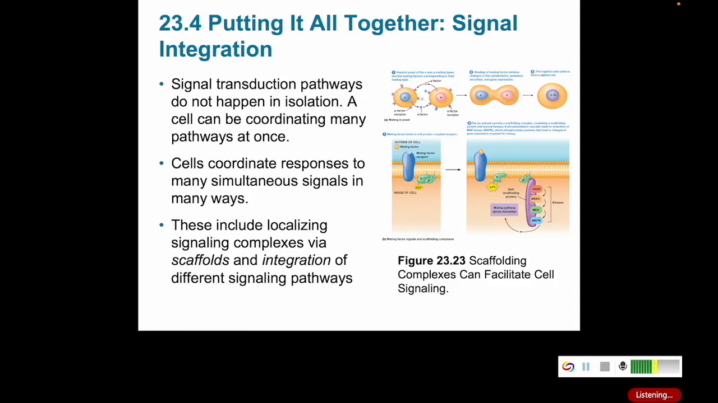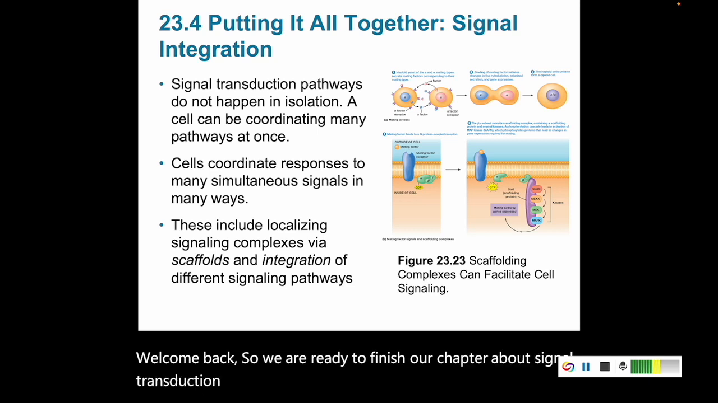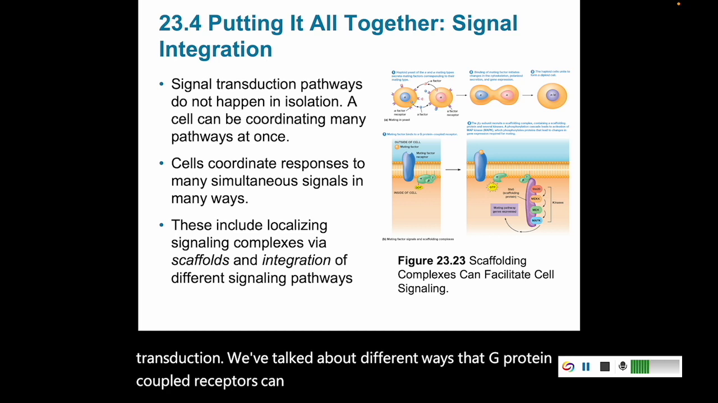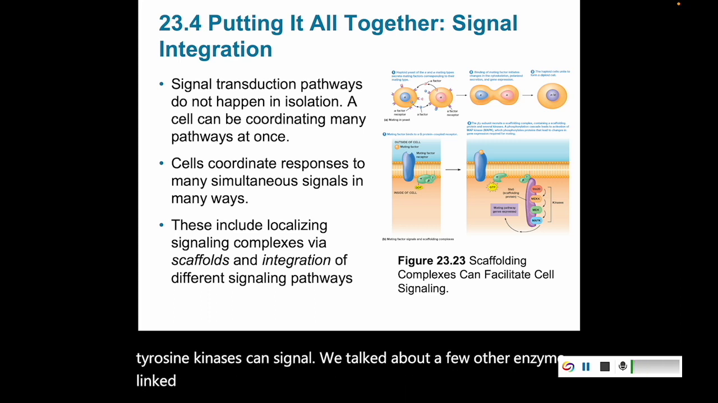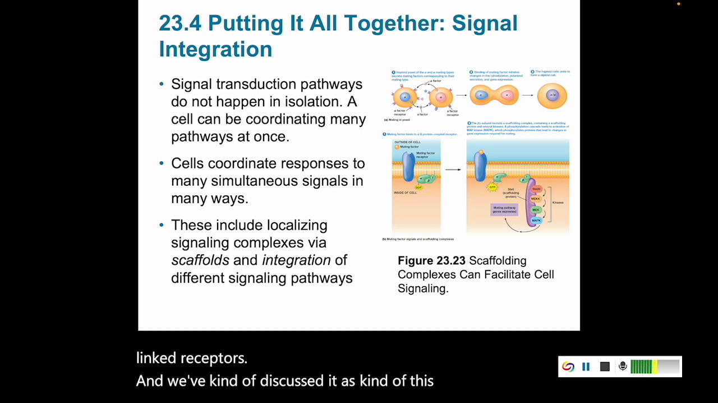Welcome back. So we are ready to finish our chapter about signal transduction. We've talked about different ways that G protein coupled receptors can signal. We've talked about how receptor tyrosine kinases can signal. We talked about a few other enzyme linked receptors. And we've discussed it as kind of this linear stream of one domino then the next.